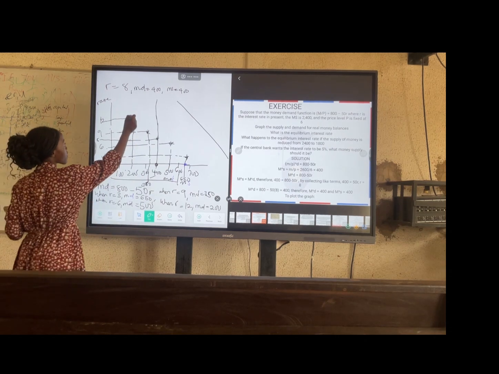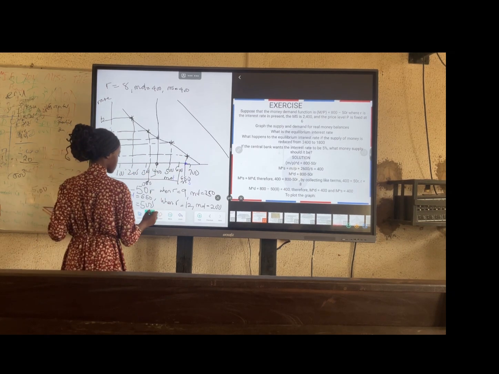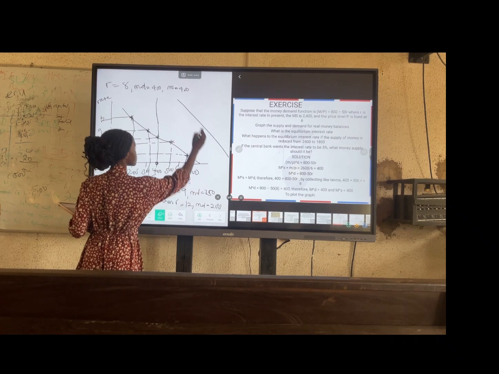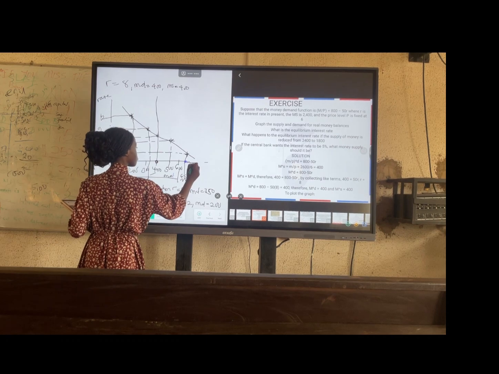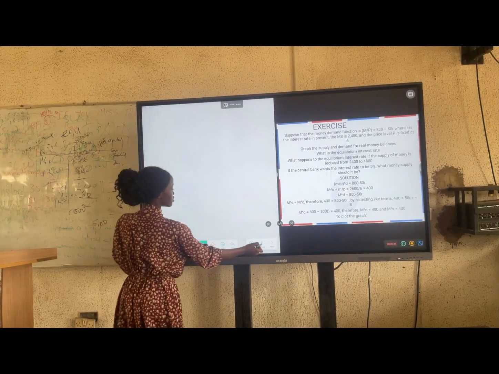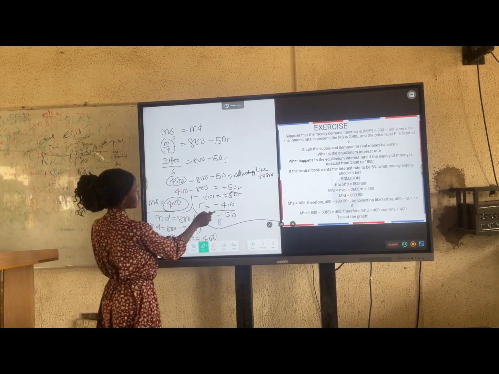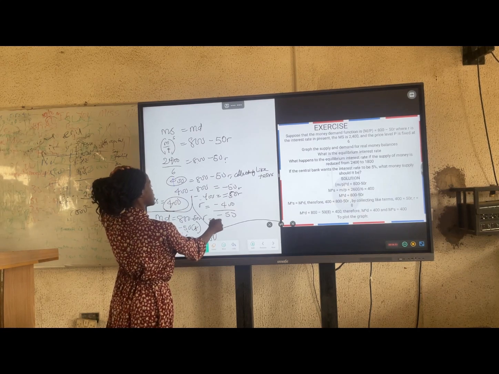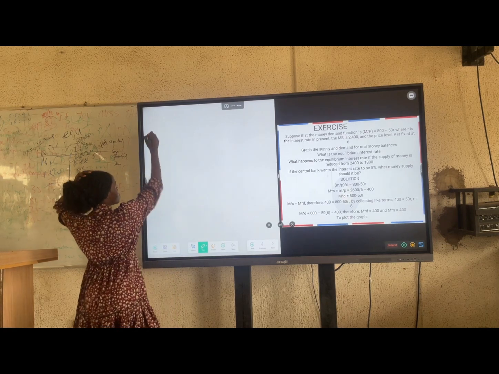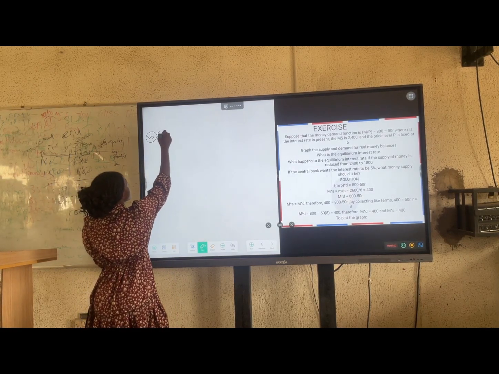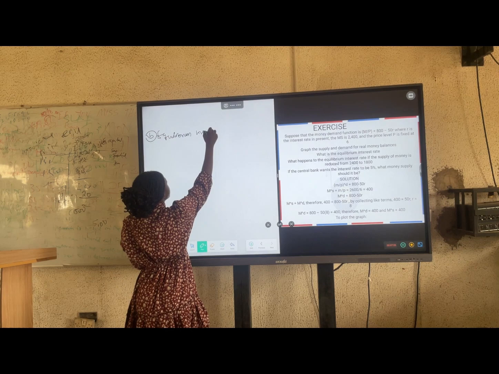Okay, so the next question says we should look for the equilibrium interest rate, but we've gotten that here. They said what happens to the equilibrium interest rate? Okay, that's the equilibrium interest rate. The equilibrium interest rate is 8.